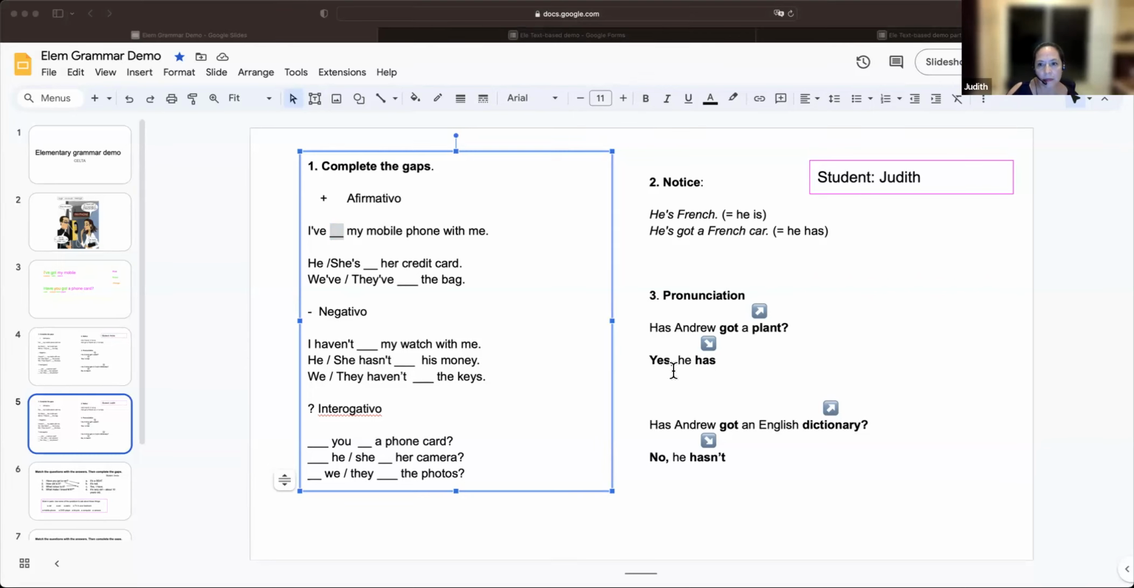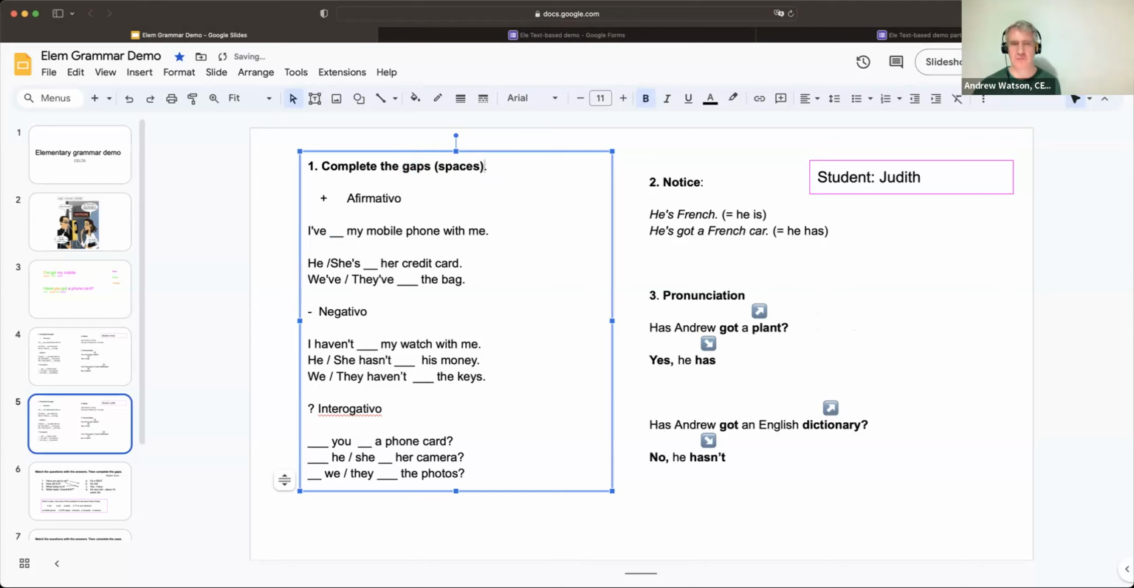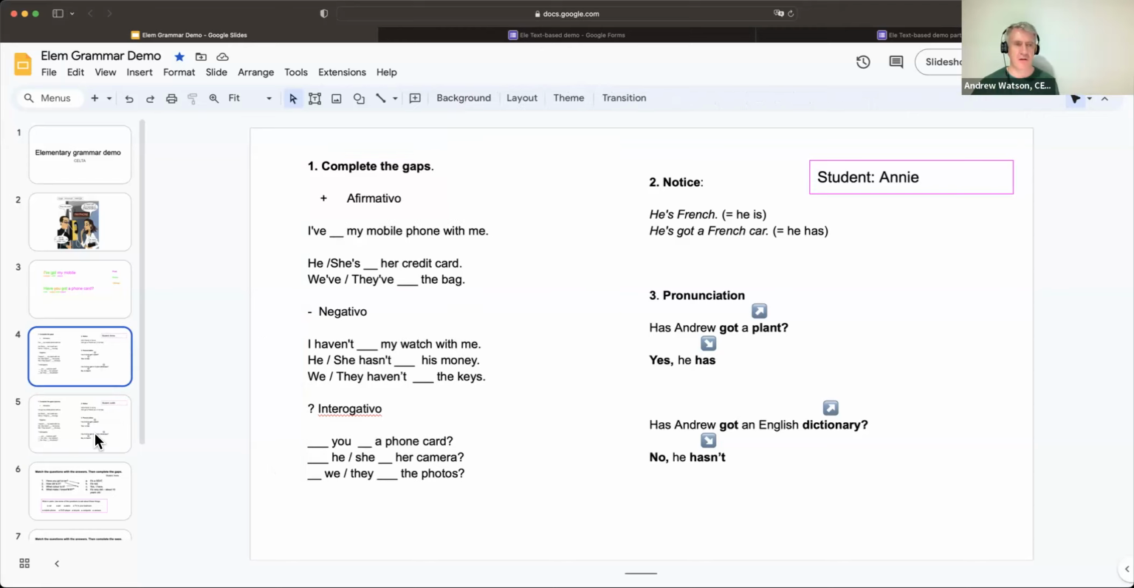Gap is a space, all right? The little spaces, yeah? Where there are no verbs, you've got to put the missing word. So, for example, I've got. So we put got in the gap. Okay. So please complete the table in number 1. You've got about 2 minutes.